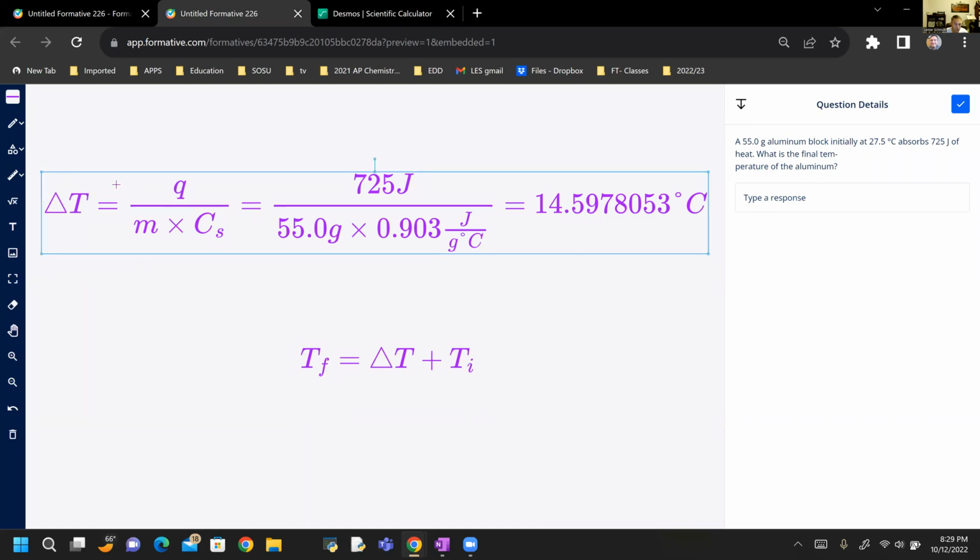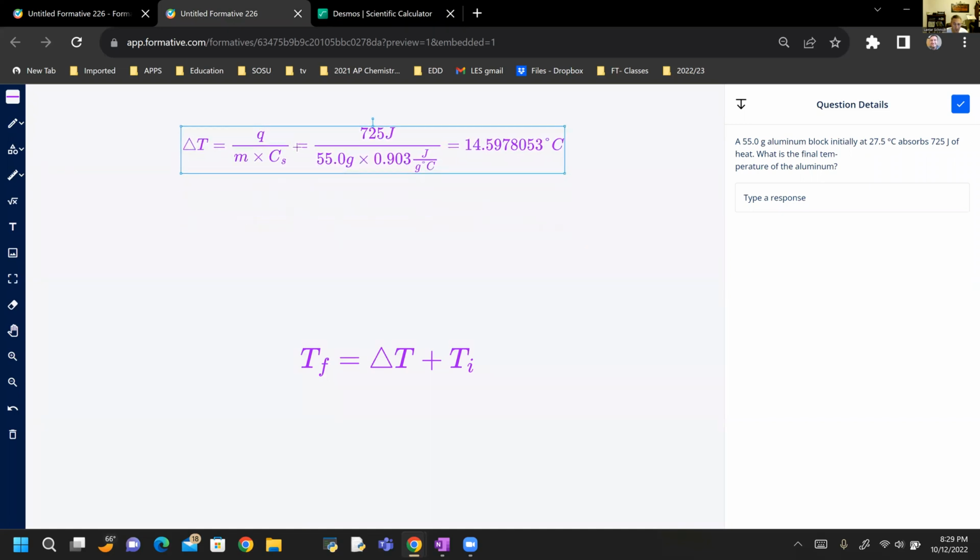Now, how else would we know it's degrees Celsius? I'm going to go ahead and shrink this a little bit because it's a little bit too big. How else would we know it's degrees Celsius? Well, we just check our units. And what we know is that joules cancel, and then we have grams, and grams cancel. And the only unit that we're left with is degrees Celsius, which makes sense because we're solving for temperature. All right, and so there we have that.